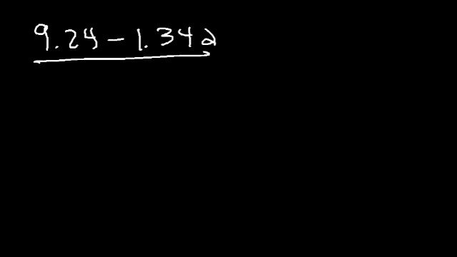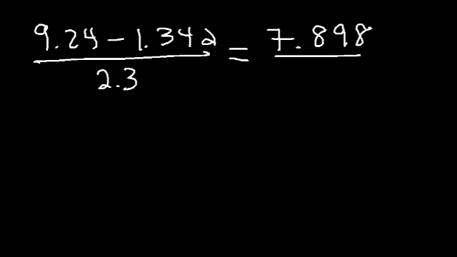Try this one. 9.24 minus 1.342 divided by 2.3. So let's find the exact answer first. 9.24 minus 1.342, that is equal to 7.898, and if we divide that by 2.3, the exact answer is 3.43391.